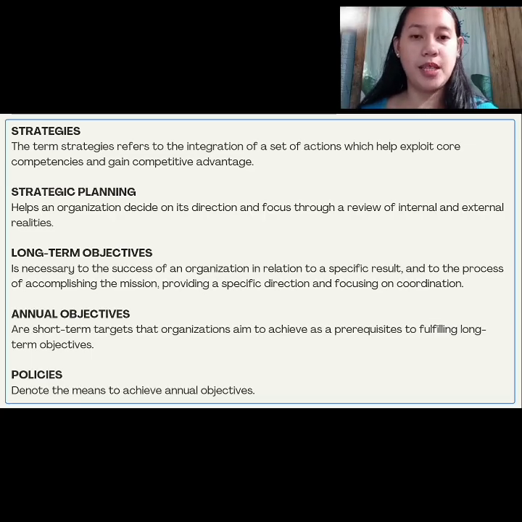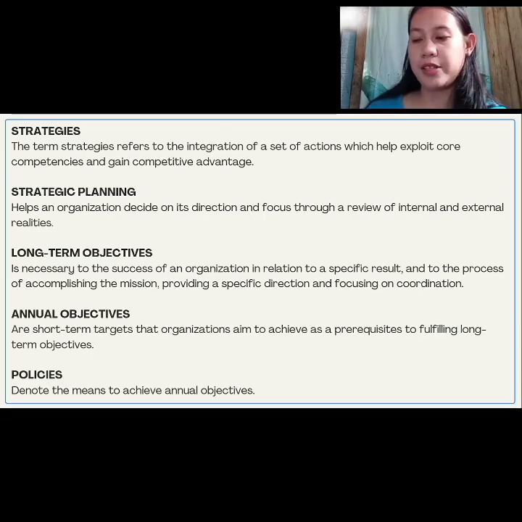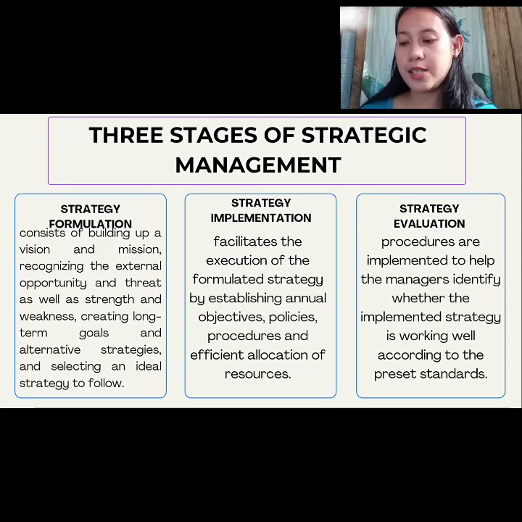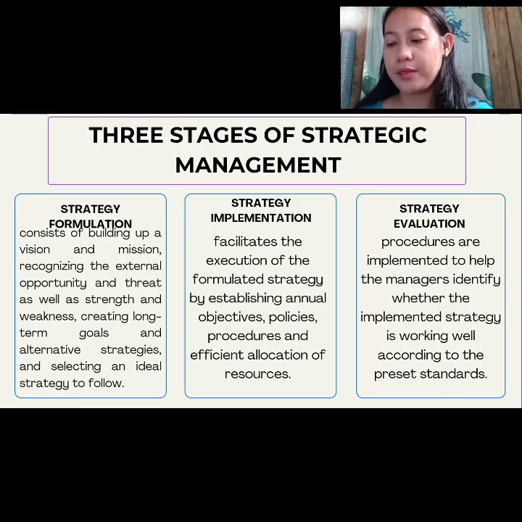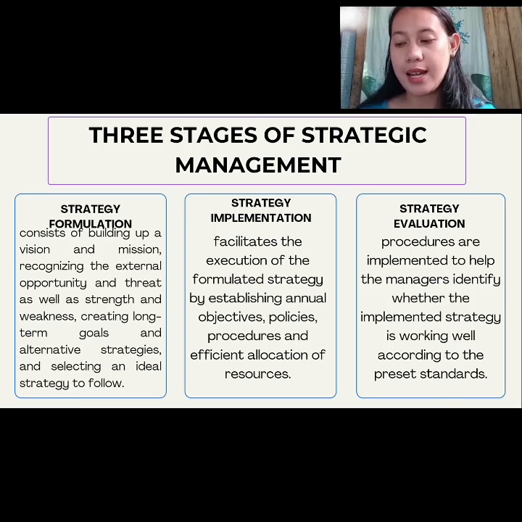to attain these objectives. There are 3 stages of strategic management. First is strategy formulation, which consists of building up a vision and mission, recognizing the external opportunities and threats, as well as strengths and weaknesses, creating long-term goals and alternative strategies, and selecting an ideal strategy to follow.